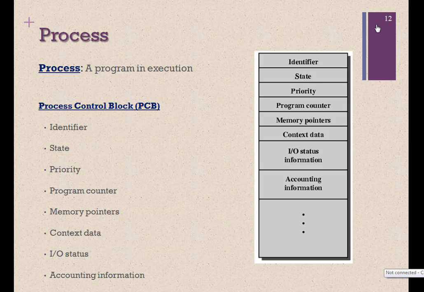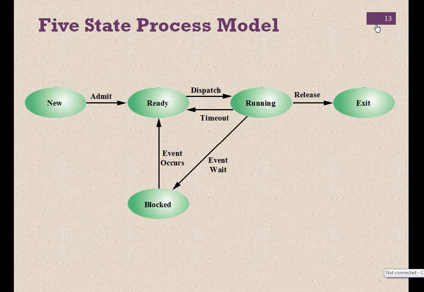So what is a process? A program in execution is known as a process, represented by the process control block, PCB. These blocks are mentioned on the right side one by one: identifier, state, priority, program counter, memory pointers, context data, IO status information, and lastly accounting information.